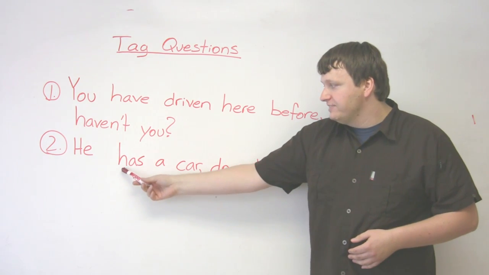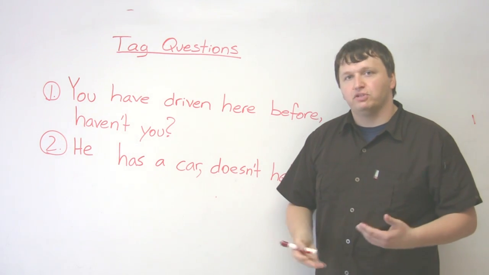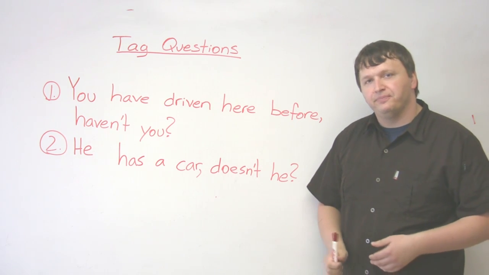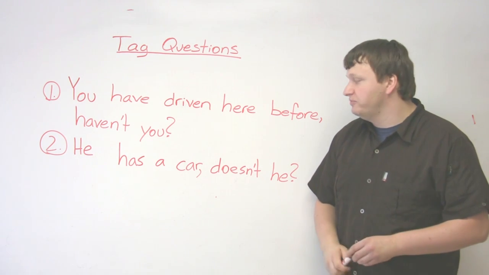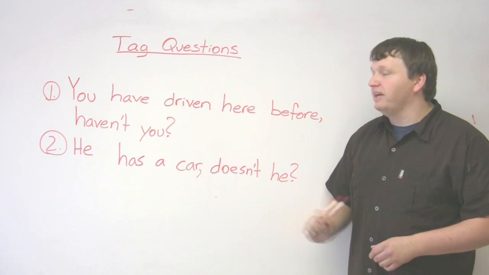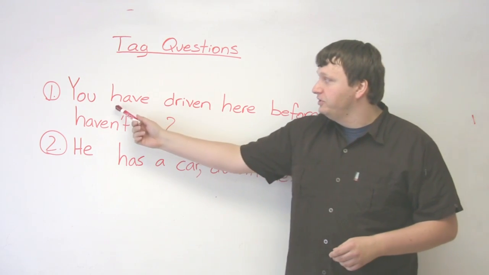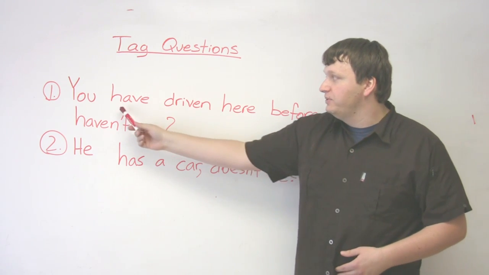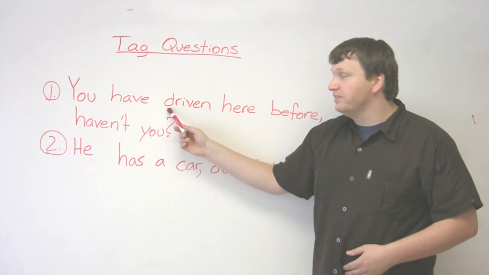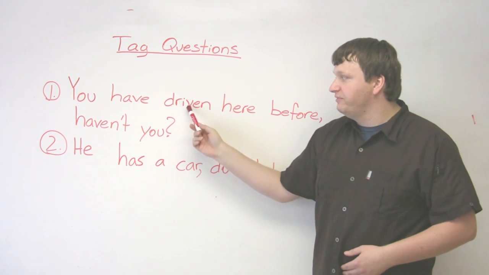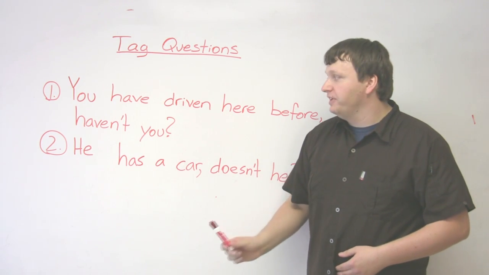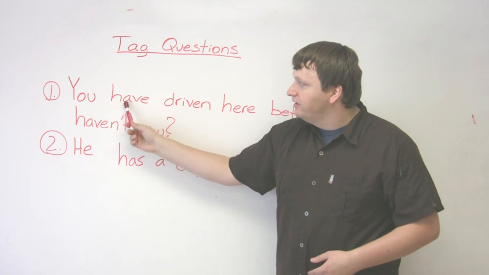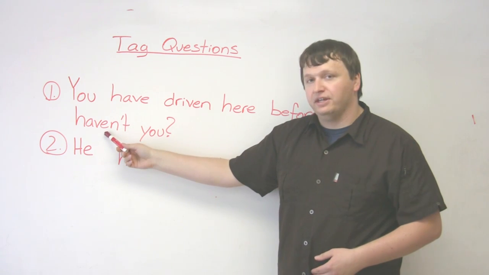Okay, you have has, he has, the negative should be hasn't, right? So you might be thinking, he has a car, hasn't he? Isn't that what it's supposed to be? No, you use the verb do, and I'll tell you why. Here, you're using the present perfect tense. You have driven, so you have plus the past participle, have driven. When you're using the present perfect, you keep the rules that I told you guys, which is if it's affirmative, change it to the negative.